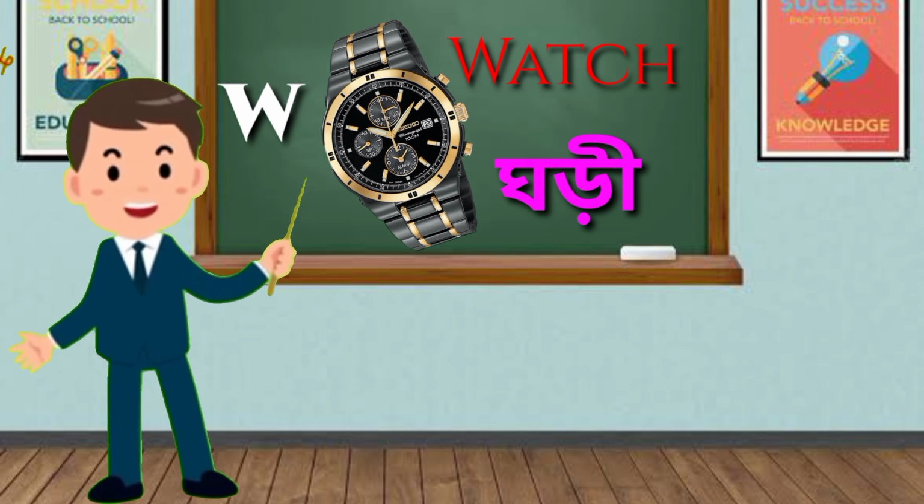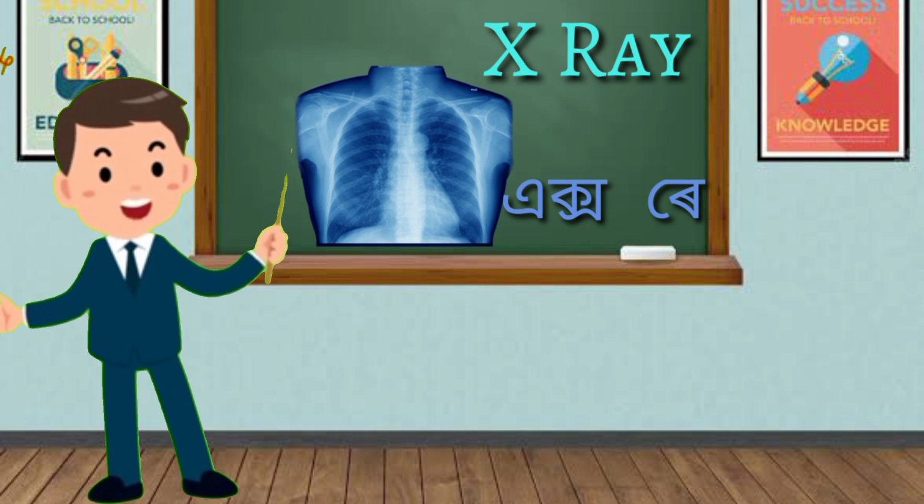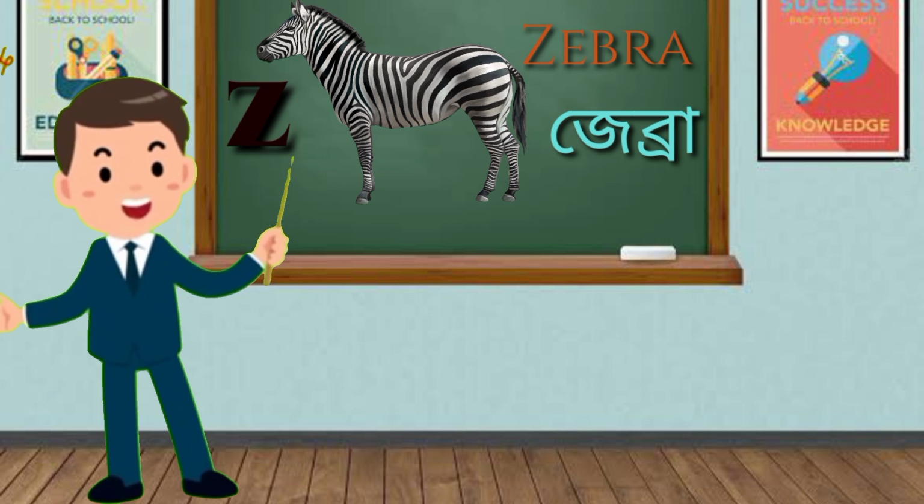W is for watch. Watch মানে ঘড়ি. X is for X-ray. Y is for yak. Z is for zebra.